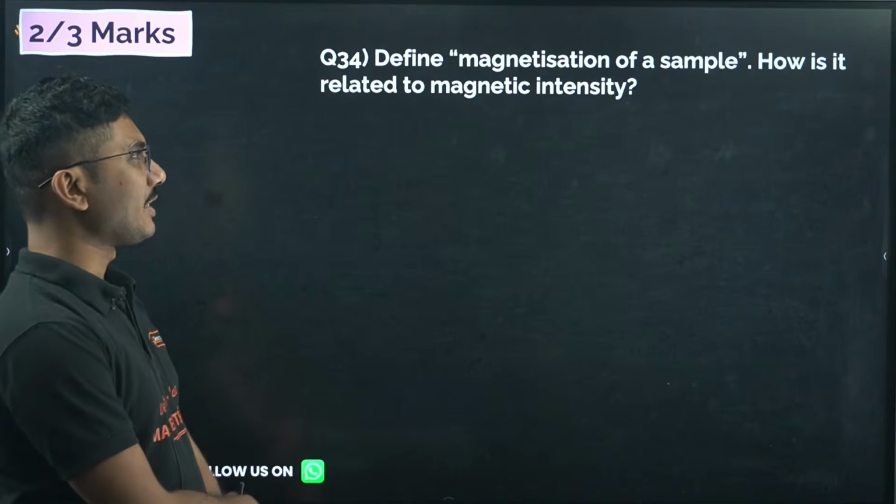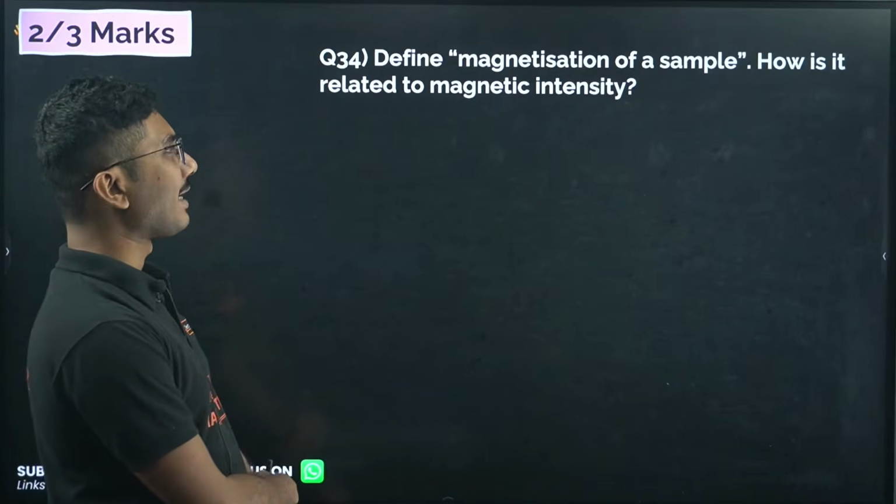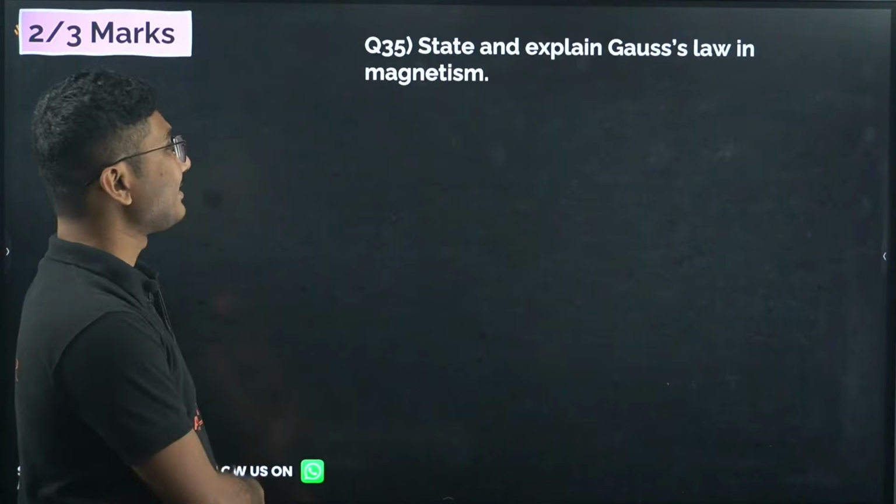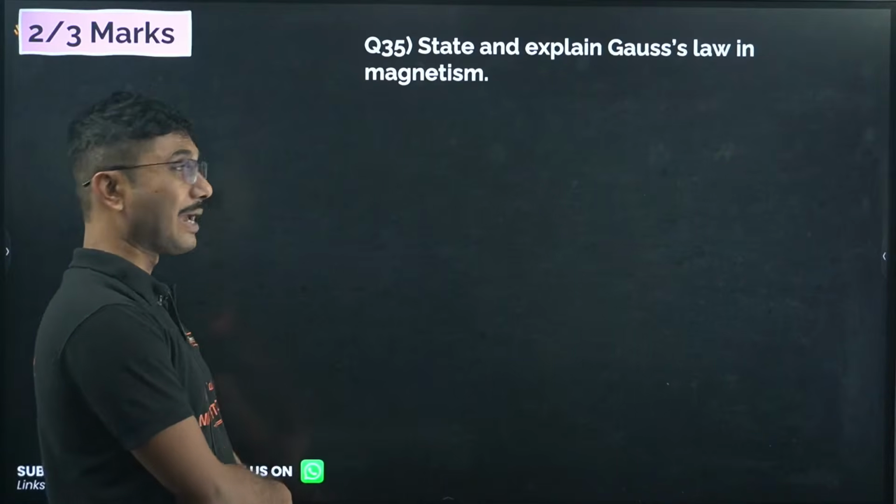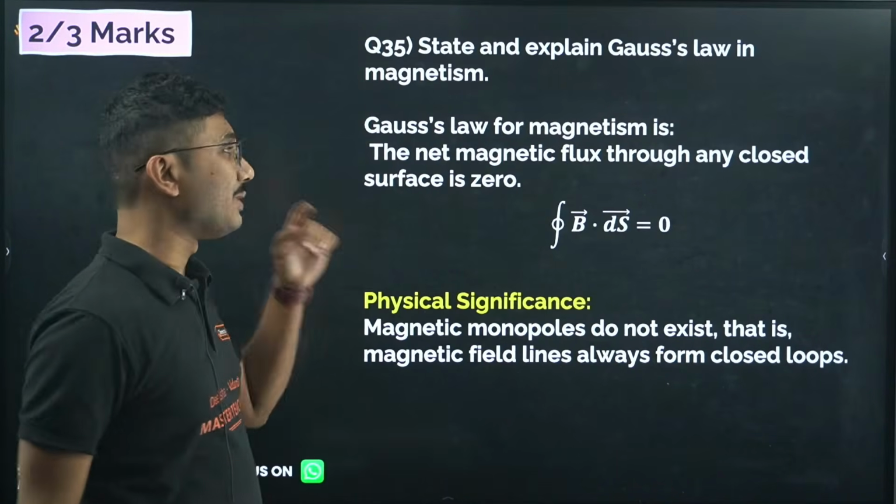Define magnetization of a sample, how it is related to magnetic intensity. So I have explained it. Next, state and explain Gauss's law in magnetism. Sometimes this can also be asked.